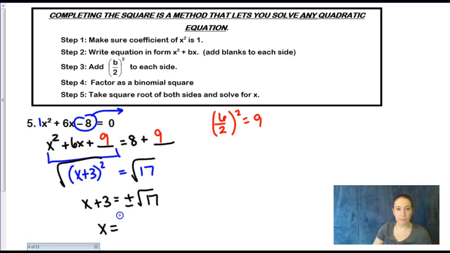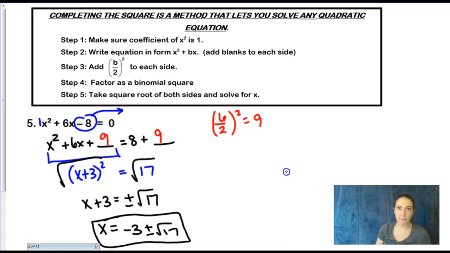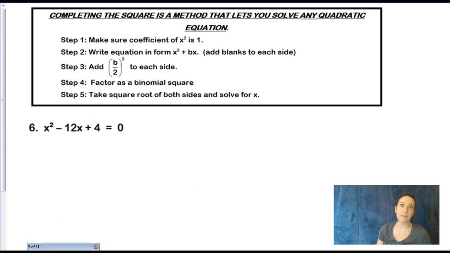So I can't combine the 3 with the square root of 17, so we write negative 3 plus and minus square root of 17. So fun fact, had you done what we're going to learn is quadratic formula, same answer. Obviously these can't be factored, at least not easily. But a lot of kids end up, if given a choice, liking completing the square, so they choose it if it's not too bad of a problem, meaning no fraction.